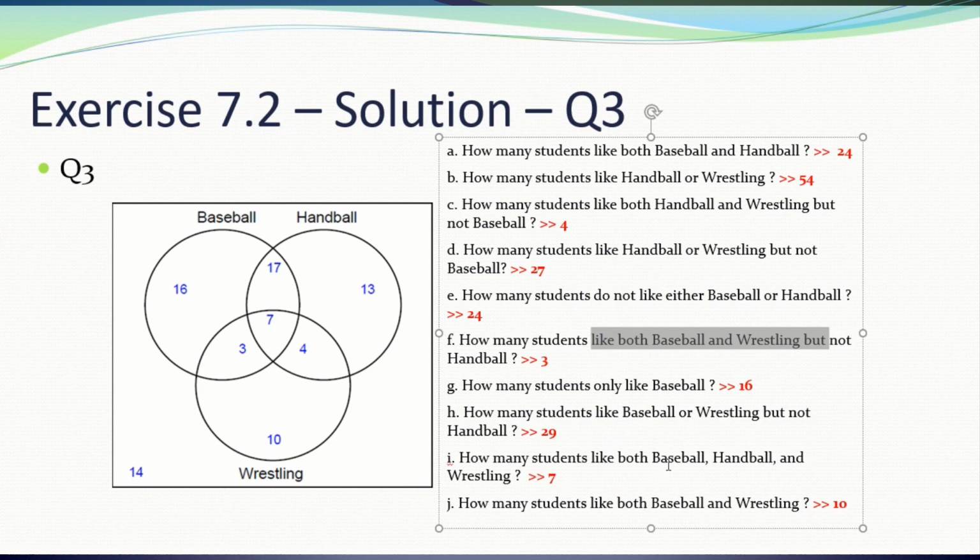How many students like both baseball and handball, and they like all 3? 7. How many students like baseball and wrestling? So no but not, right? So baseball and wrestling is the whole intersection, which is 10.